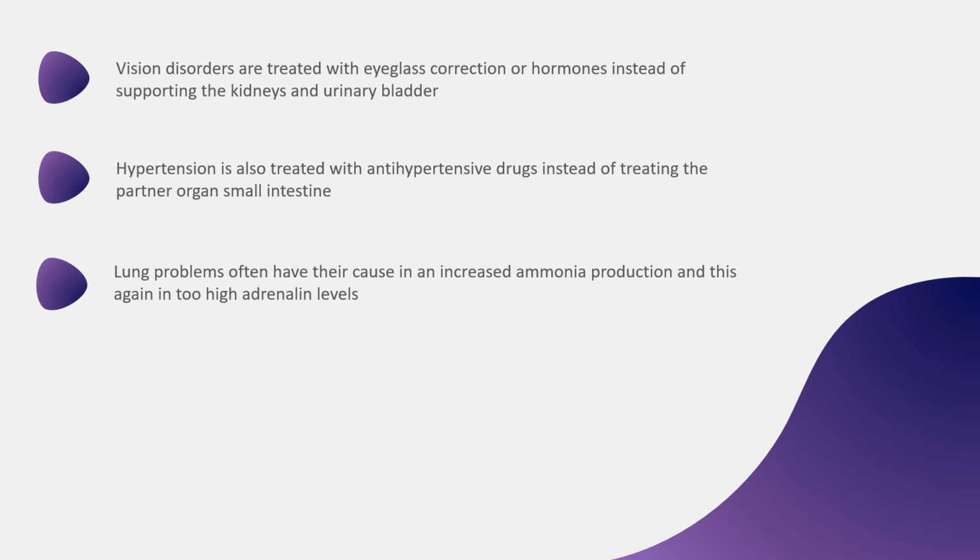Lung problems often have their cause in an increased ammoniac production, and this again in too high adrenaline levels. The anger of the liver is the grief of the lungs. The severity of a disease determines whether or which measures must be taken.